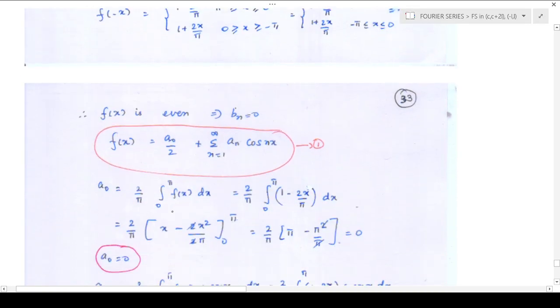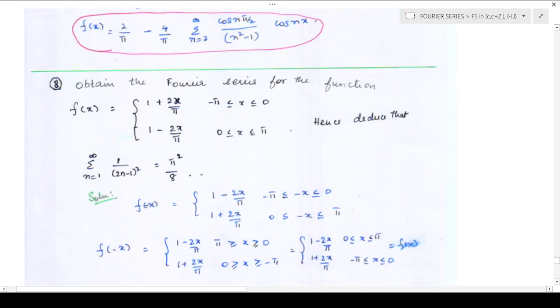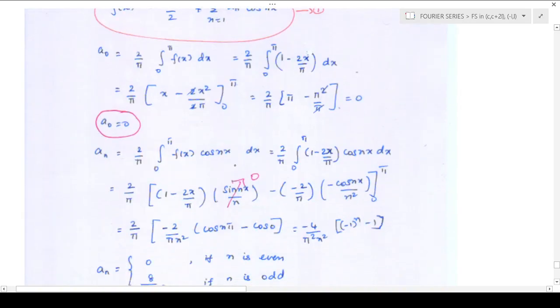Bn is 0. A0 is 2 by pi, 0 to pi f of x dx. Integrate this f of x, right? And then your A0 is coming to be 0. Your An is 2 by pi, 0 to pi f of x cos n x dx. 0 to pi, what is your f of x? It is 1 minus 2x by pi. That only you are substituting here and also here.